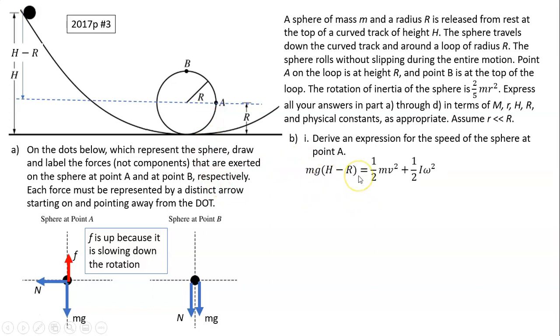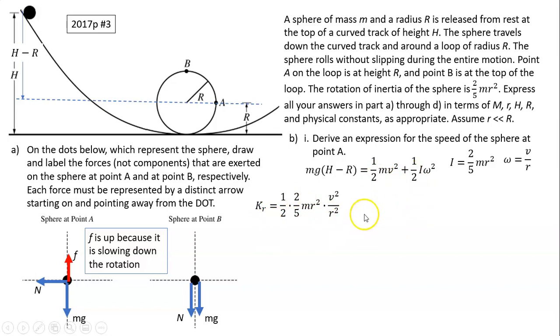The potential energy at the top of the track, mg times (h minus R), equals translational kinetic plus rotational kinetic. We know I equals 2/5 mr squared. We know omega equals v over r because it's rolling without slipping. Substitute everything in. Rotational kinetic energy is just 1/2 I omega squared. So r and r cancel, 2 and 2 cancel, so rotational kinetic energy is 1/5 mv squared.